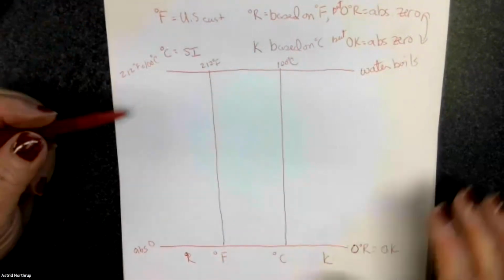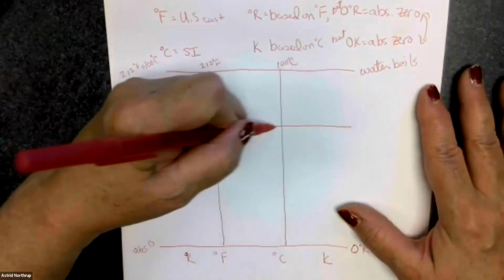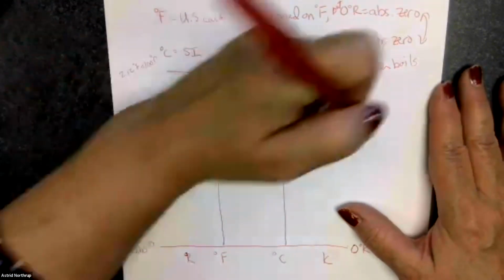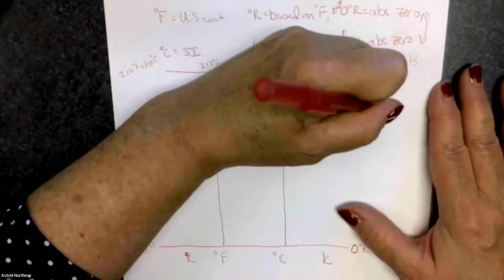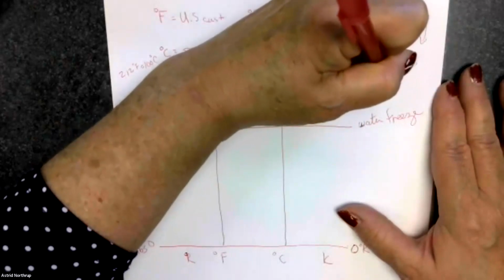Okay. Now, another point is where water freezes at 0 degrees centigrade. Or excuse me, it does freeze at 0 degrees centigrade. That's not what I meant to say. At 1 atmosphere of pressure.